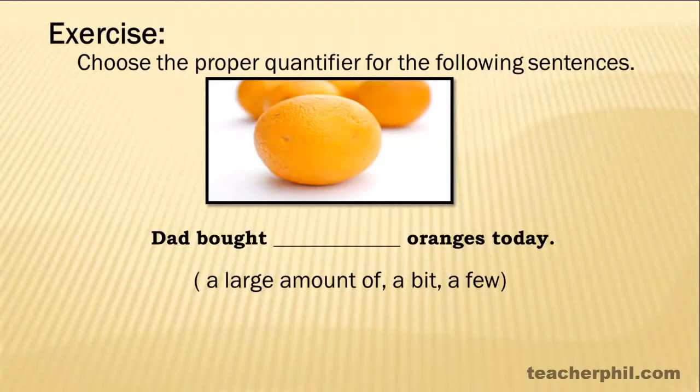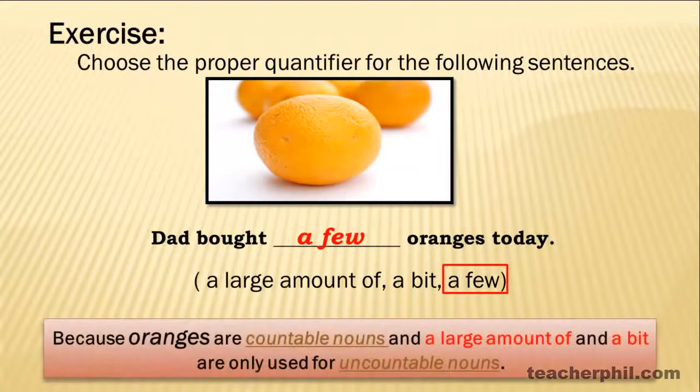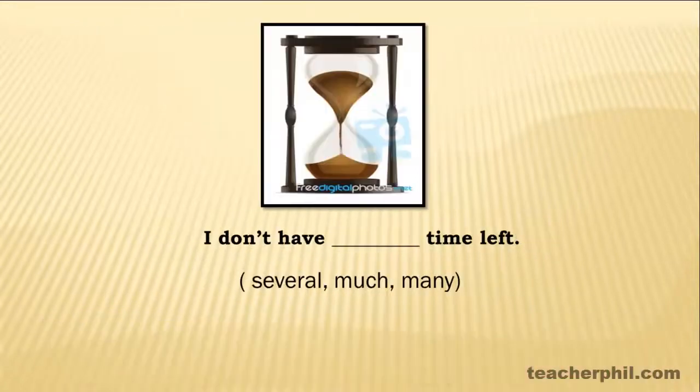The first one, Dad bought blank oranges today. Is it a large amount of, a bit, or a few? The correct answer is a few. Dad bought a few oranges today. Why? Because oranges are countable nouns, and a large amount of and a bit are only used for uncountable nouns.